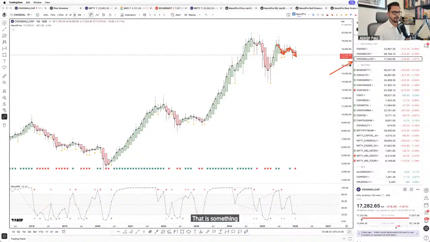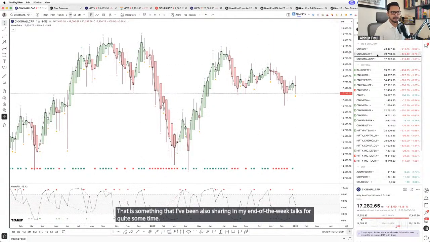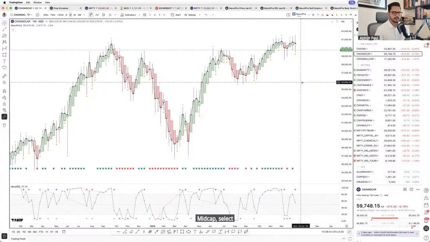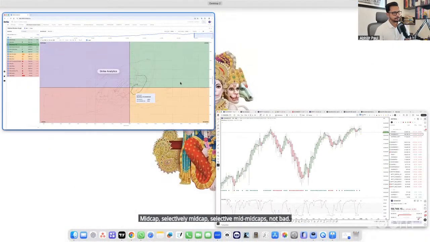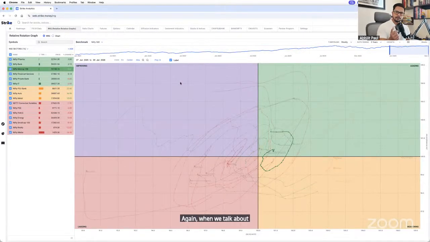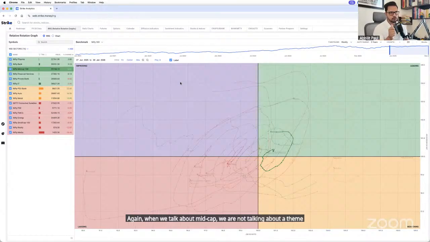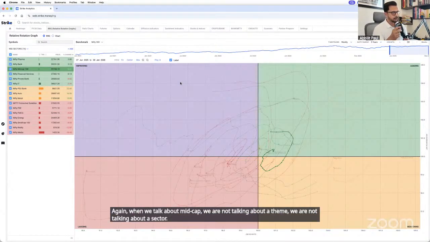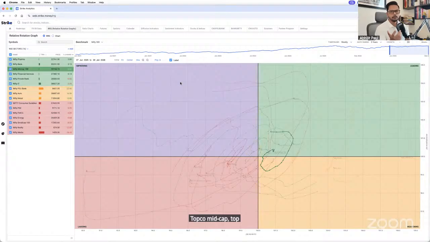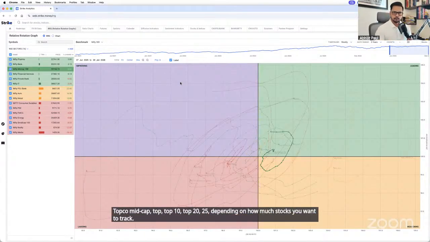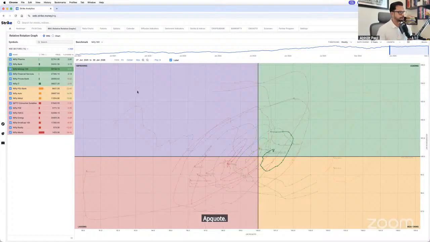That is something that I've been also sharing in my end of the week talks for quite some time. Mid cap, selectively mid cap, selective mid caps, not bad. Again, when we talk about mid cap, we are not talking about a theme. We are not talking about a sector. So you have to look at the mid cap top 10, top 20, 25, depending on how many stocks you want to track. You have to keep an eye.